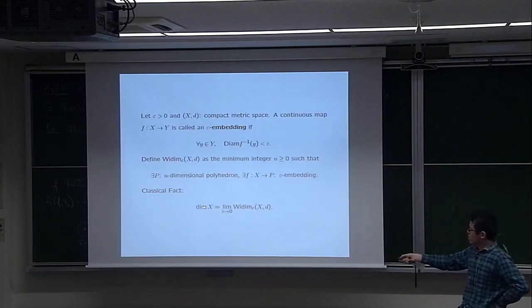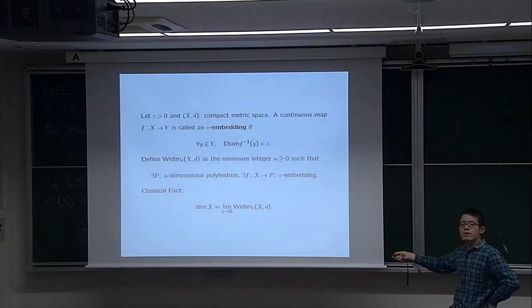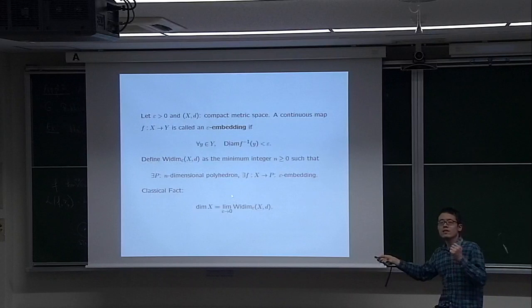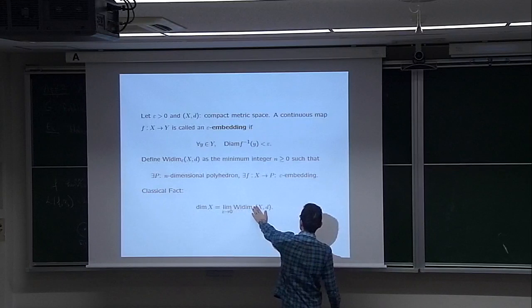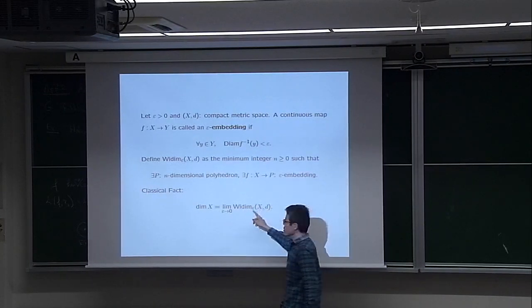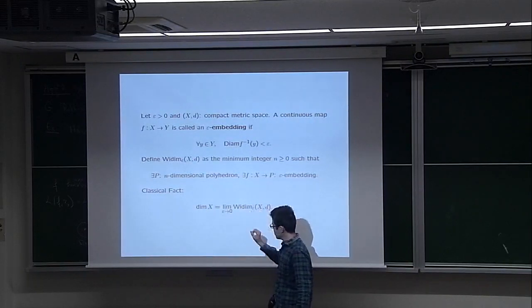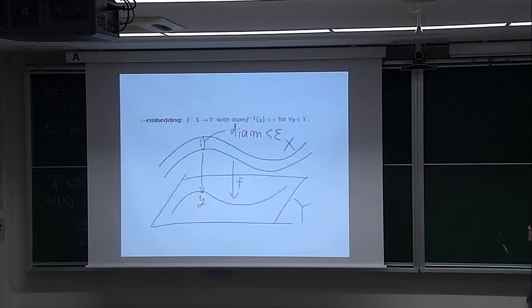And the following classical fact is known. Probably this is due to Urysohn. The topological dimension of X is given by the limit of this number as epsilon goes to zero. If you don't know the definition of topological dimension, just think that this is the definition of topological dimension. But there is just one non-trivial point. This number is a metric invariant, so it depends on the distance d, but the topological dimension is a topological number. So if we take the limit, it becomes a topological invariant. This is the important point. Okay, this is classical dimension theory.